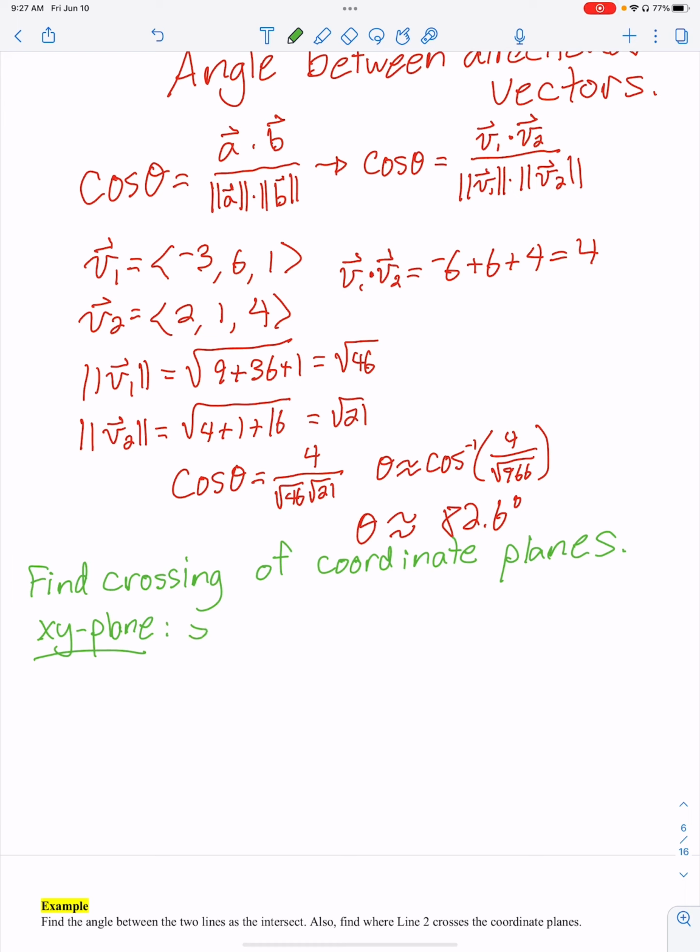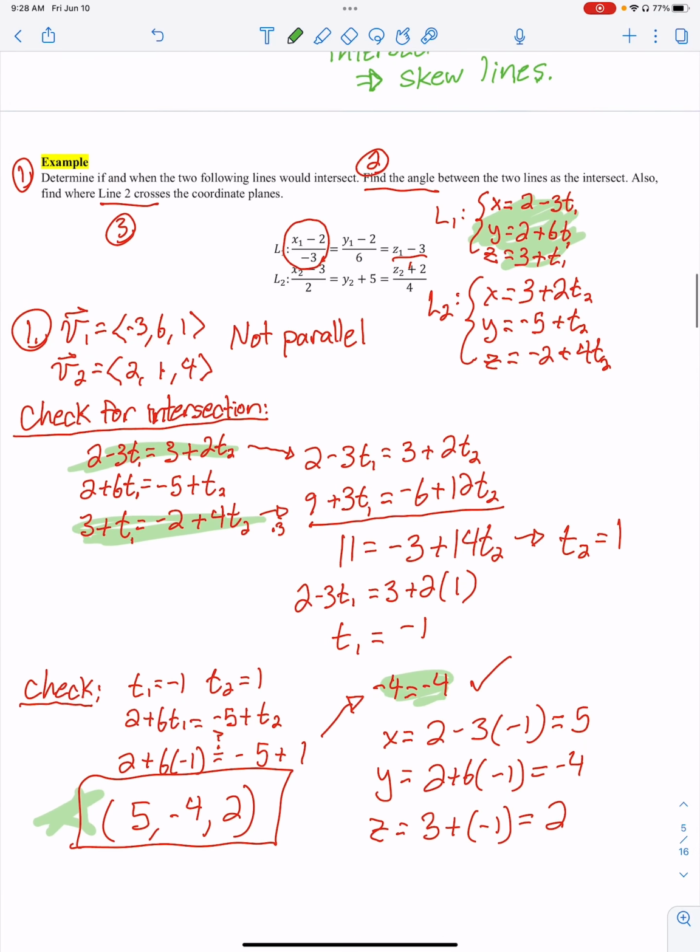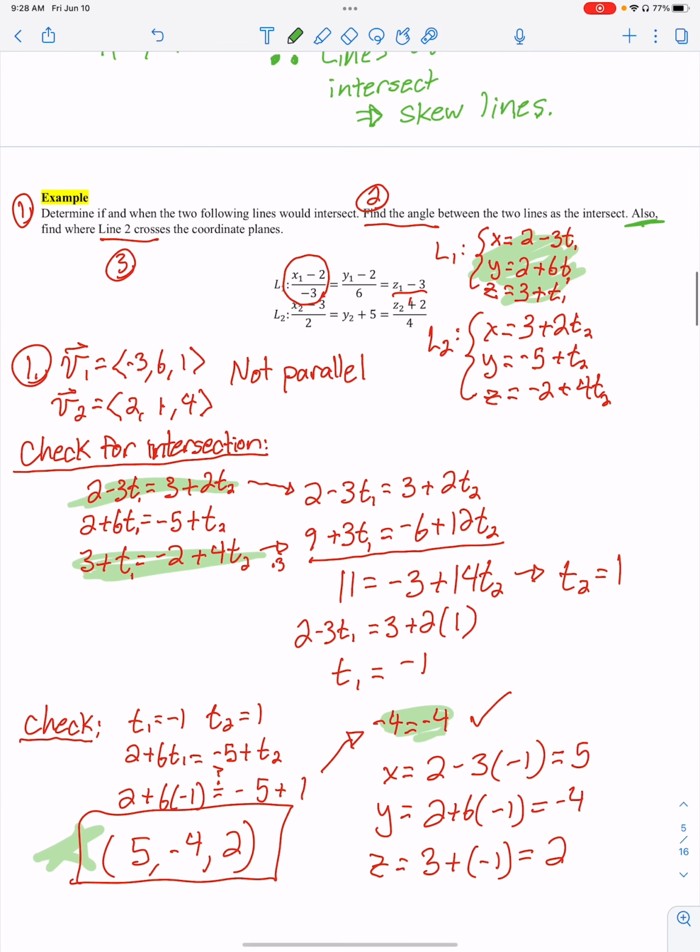The XY plane happens when Z is 0. If Z is 0, then we're at the XY plane. It's the ground, if we think about our axes like that. XY is the flat part while Z goes up and down. So if we let Z equal 0, then we use our line definitions from the last page, up here. We're looking at line 2, that's all they asked for: find where line 2 crosses the coordinate planes.